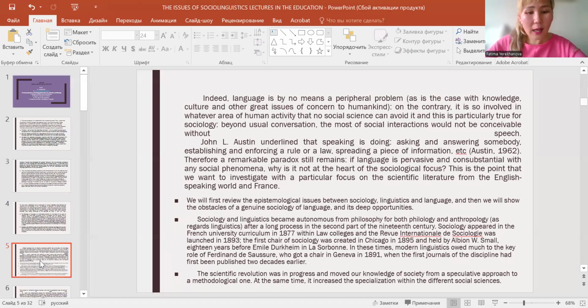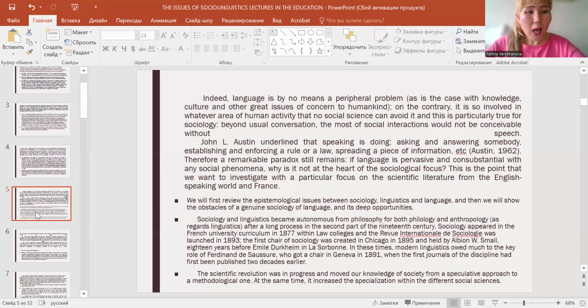So here we are comparing these branches, other branches of linguistics, and we are seeing how it can also be seen from different angles, from different perspectives or different aspects, let's say. This is also very, very important.